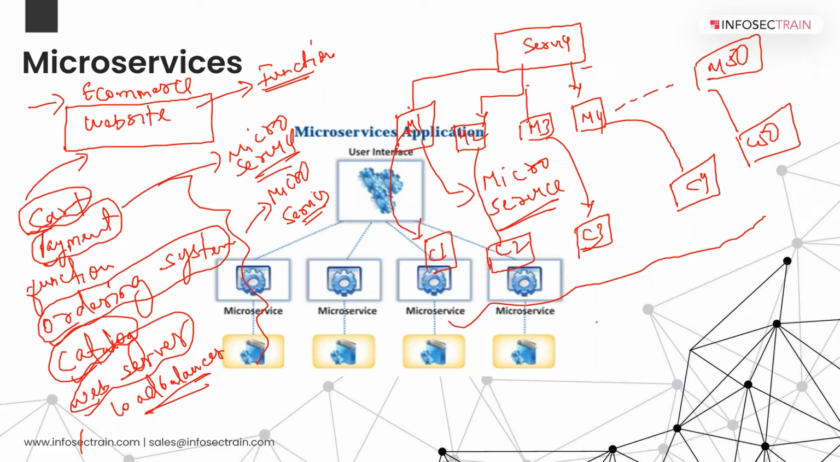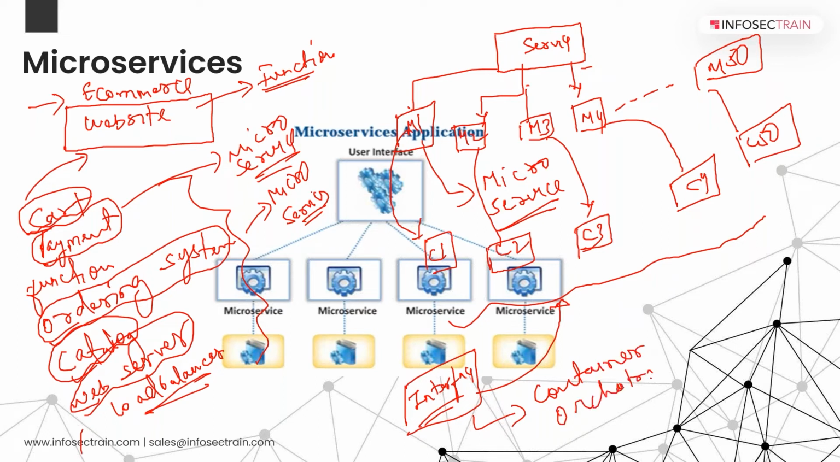So what we did, we introduced something new. We introduced something which can manage all these containers at a single interface. At this particular interface, I can manage all these things. This particular single interface is called your container orchestration, which will help me to manage all the containers.